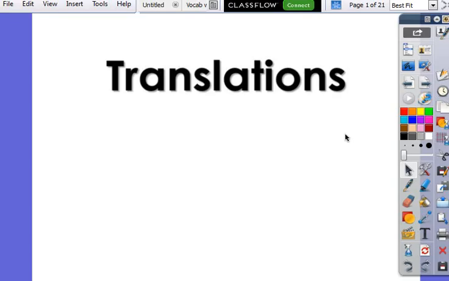All right, do we remember translations? Yes or no? Translations just slide the figure left, right, up, down, all that stuff. We don't flip it, we don't rotate it, we don't do any of that.